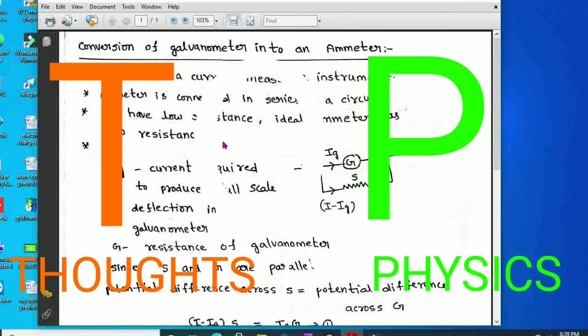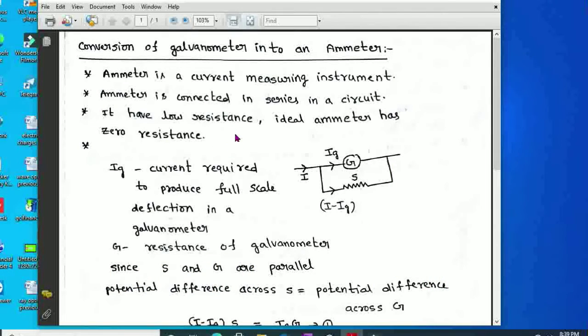In the video series of moving charges and magnetism, in this class I am going to explain conversion of galvanometer into an ammeter. So ammeter is an instrument which is used to measure the electric current.